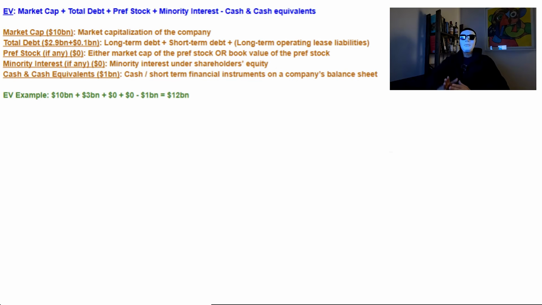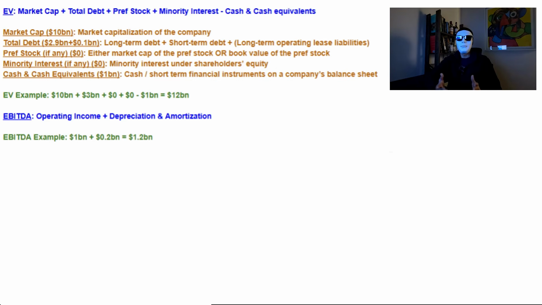Now, for EBITDA, you just need to take the number that is called operating income in the income statement and add depreciation and amortization. Operating income is generally in the middle of an income statement. Let's assume that our company has operating income of $1 billion.